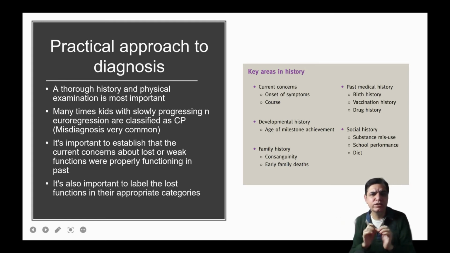So usually in neuroregression, there's nothing in the history, especially the past history. There's nothing. Everything has been fine, because usually they are either genetic in origin or enzymatic in origin. You also look at the developmental history. So you take a detailed history of what age they achieved the milestones, and when they did start going back on those milestones. And similarly, family history is also very important, because enzymatic, most of them would be autosomal recessive, so there might be a history of consanguinity, or there might be a family history of kids dying at an early age. That alerts you that probably you are dealing with some form of enzymatic deficiency. As I said, most enzymatic deficiencies are autosomal recessive in nature.